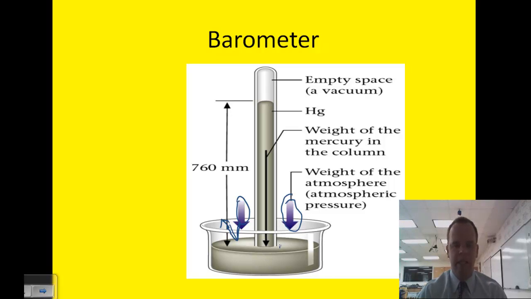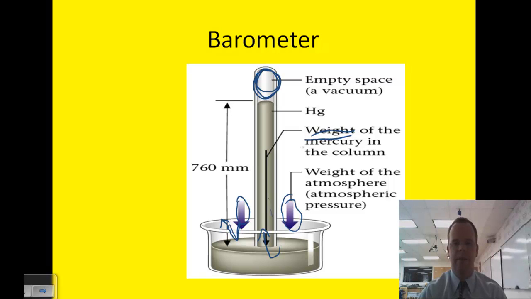That pressure forces the mercury up into this tube. Mercury will rise up into this tube. There's no gas here exerting pressure. This is an empty space, a vacuum, with no particles contained inside. It pushes the mercury up into the tube. Counteracting that is the weight of the mercury.